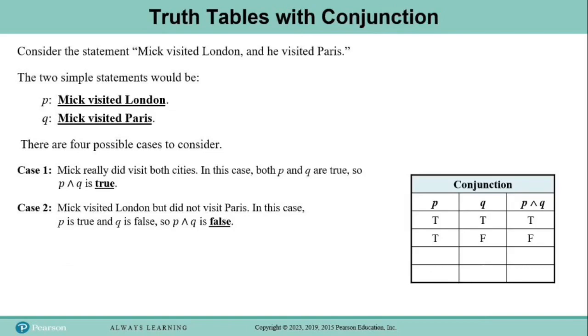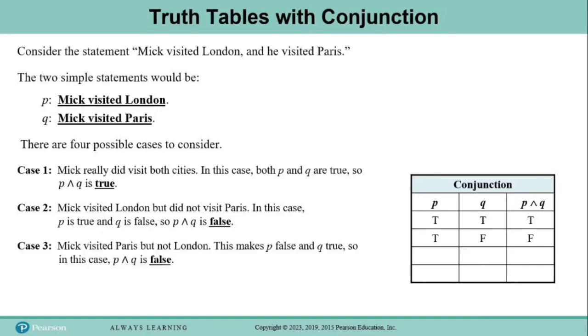Mick visited London and he visited Paris is not true if we know for sure that the second statement is not true. Now let's think about what would happen if it's true that Mick visited Paris, but it's not true that he visited London. In this case, P is false, but Q is true, but the overall statement P and Q is still false because one of the components is false.